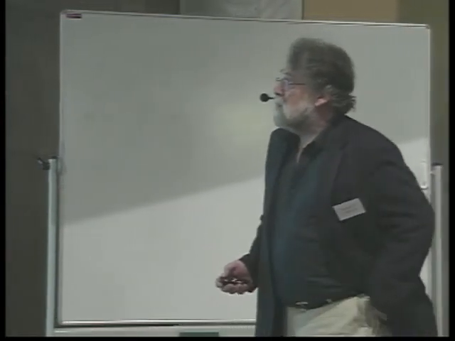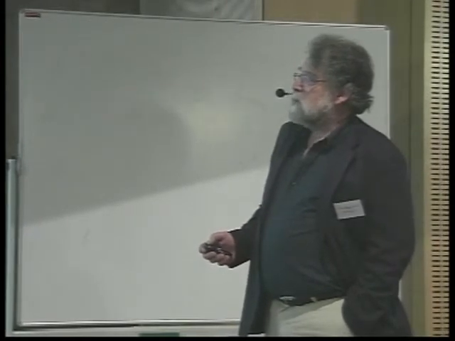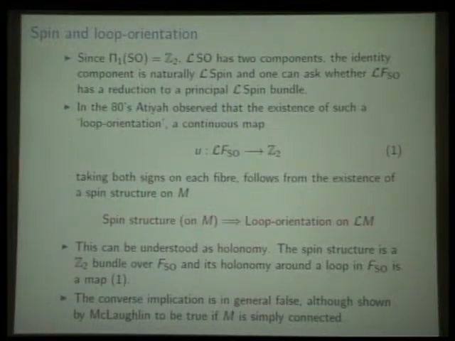But it was known early on that there's a direct relationship between spin structures on the manifold and a notion of orientation on the loop space. First of all, pi1 of SO(n), as I said, is Z2, which means that this has two components, and one of them, the component of the identity, is naturally the loops in Spin. You have to think about this for a minute, but you'll see that it is.